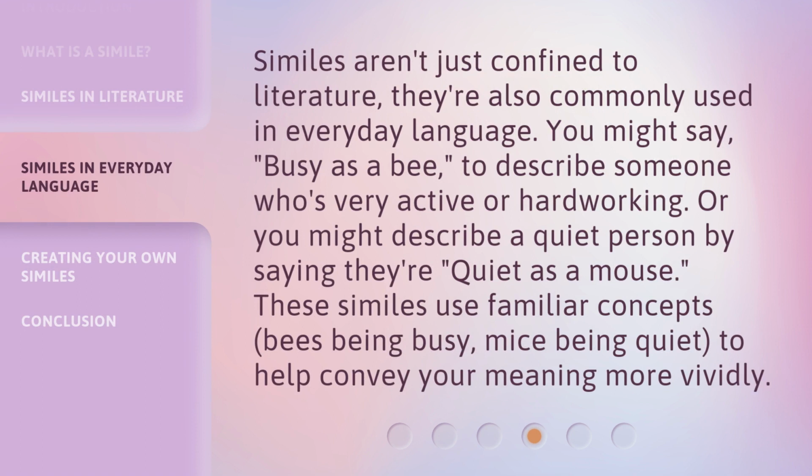Similes aren't just confined to literature. They're also commonly used in everyday language. You might say, busy as a bee, to describe someone who's very active or hardworking. Or you might describe a quiet person by saying they're quiet as a mouse. These similes use familiar concepts, bees being busy, mice being quiet, to help convey your meaning more vividly.